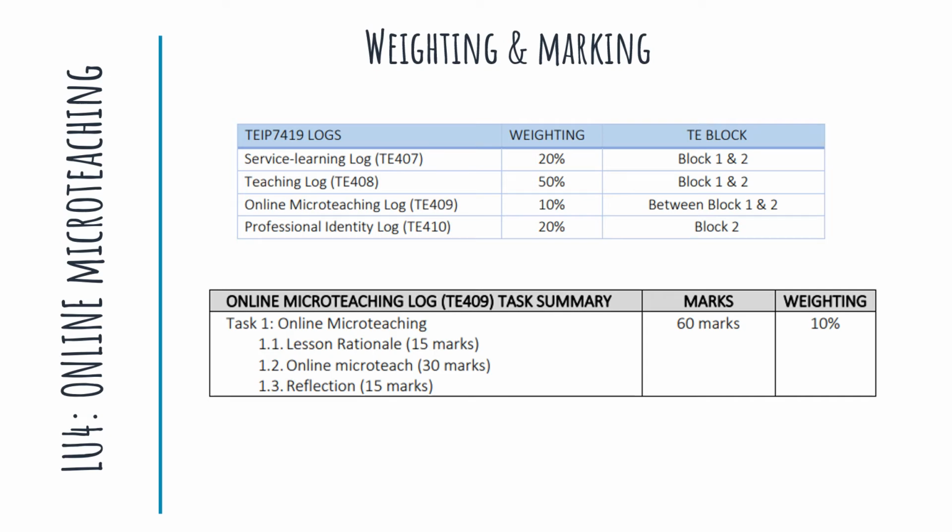If we look at the bigger picture, online micro-teaching forms 10% of the final portfolio of evidence for the Teaching Experience 4 modules. And the marks are allocated as indicated here on this slide. A total of 60 marks is awarded, with 15 marks towards the rationale that is marked during the online live session as presented by the students for those 10 minutes, 30 marks for that 15-minute online micro-teaching, and then a 15-mark allocation that will be awarded at the final portfolio of evidence when we mark the students' reflections.